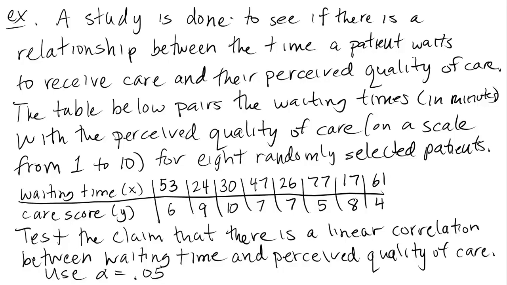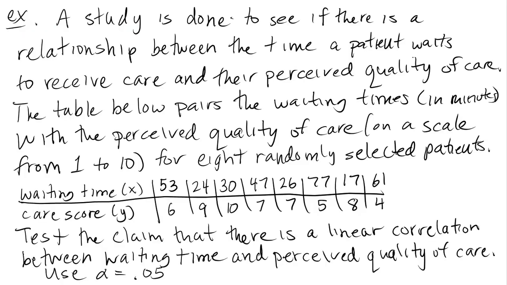Test the claim that there is a linear correlation between waiting time and perceived quality of care. Use alpha equals 0.05. Let's go through our process. Step 1, hypotheses. The null hypothesis will always be the claim that rho is equal to 0. When testing for a linear correlation between two variables, the null hypothesis is the claim that there's no linear correlation.